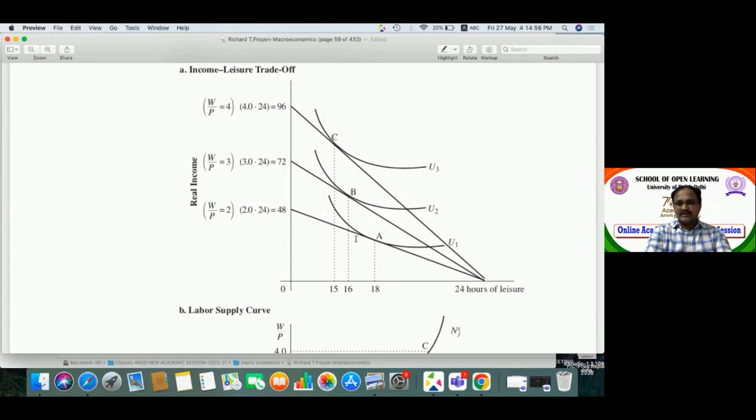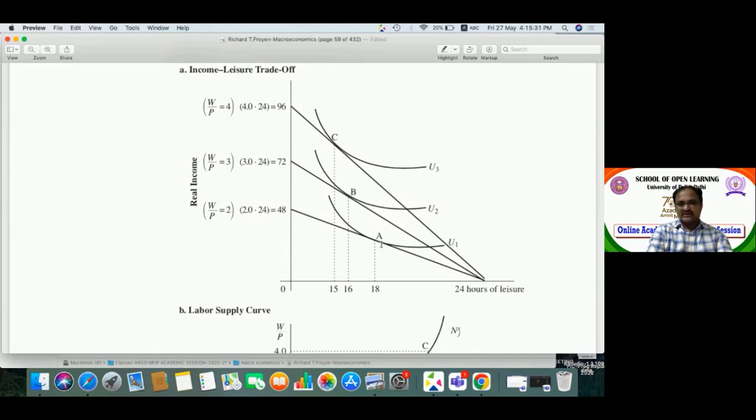So with more working hours, you get more real income because the wage rate automatically increases. The wage rate is 3 rupees, so we get 72 rupees. This is the real wage. Again, out of 24, 15 leisure hours means 9 hours of work. So here it is 6 hours working, 8 hours working, 9 hours working, and leisure of 18 hours, 16 hours, 15 hours. More leisure hours, got it? Fewer working hours, and you get the wage rate accordingly.